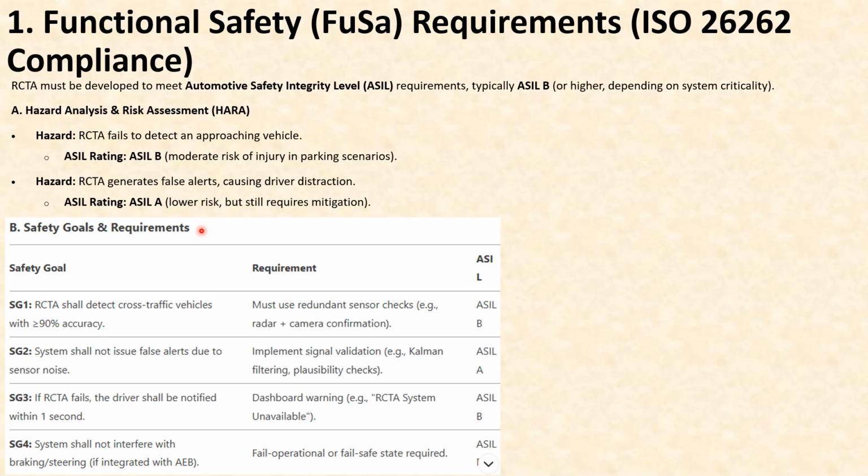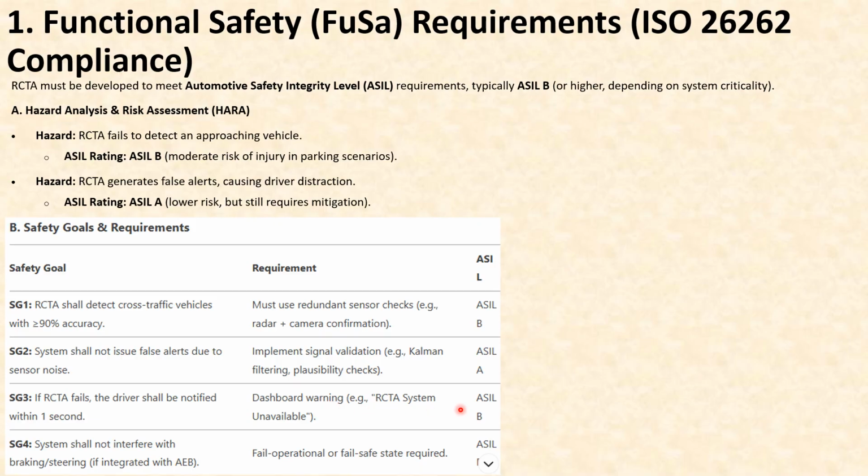All right, now let's see some examples of safety goals and requirements. The RCTA shall detect cross traffic vehicles with 90% accuracy. This is a safety goal, with an ASIL level of ASIL B. It must use redundant sensor checks. Example, radar plus camera confirmation. Now this is where the voting logic also comes into picture. Okay, and system shall not issue false alerts due to sensor noise. Implement signal validation. If the RCTA fails, the driver shall be notified within 1 second.